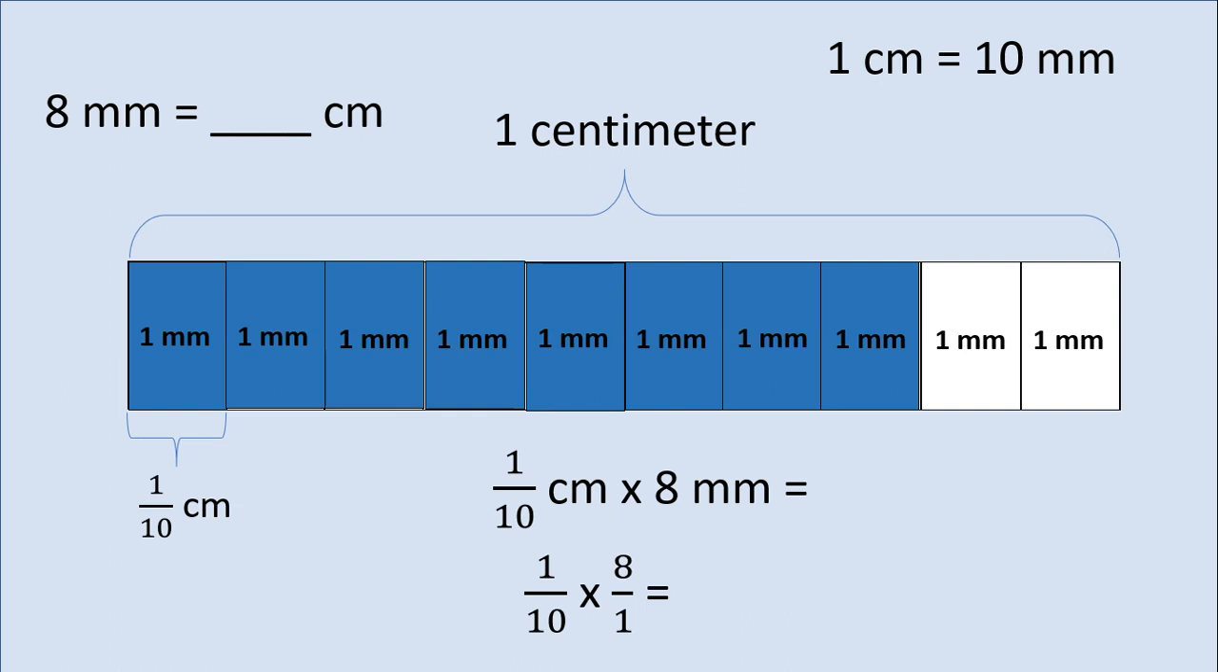Well, remember, 1/10 times 8 over 1, because 8 ones can be written as 8 over 1. 1 times 8 is 8, and 10 times 1 is 10. So 8 millimeters is the same as 8/10 centimeters.